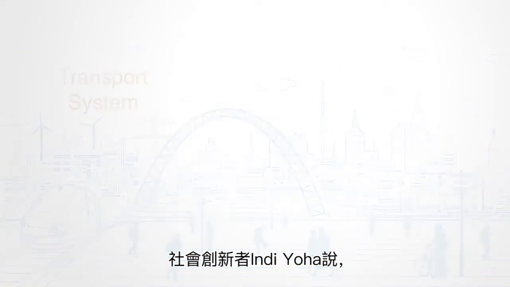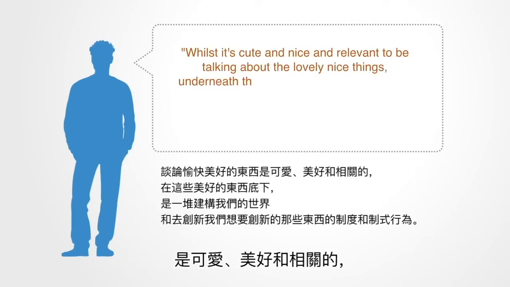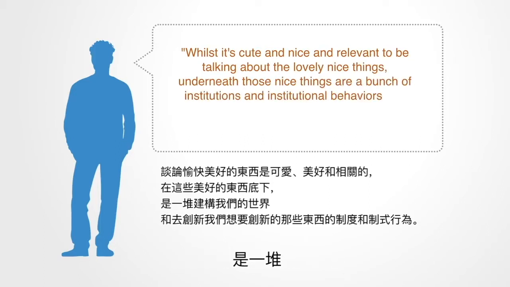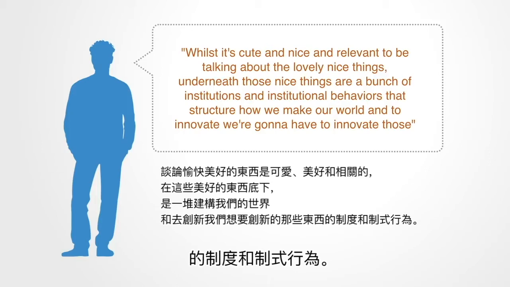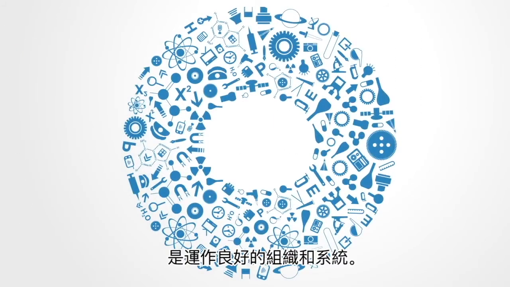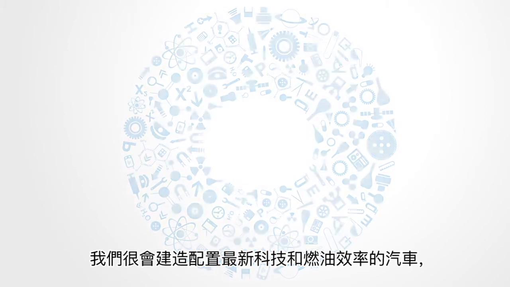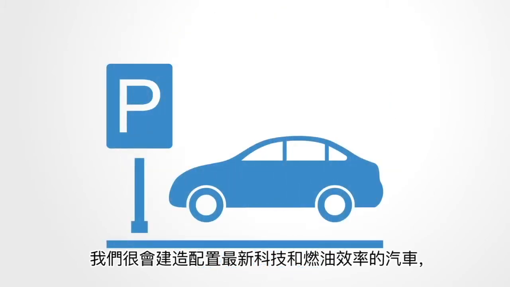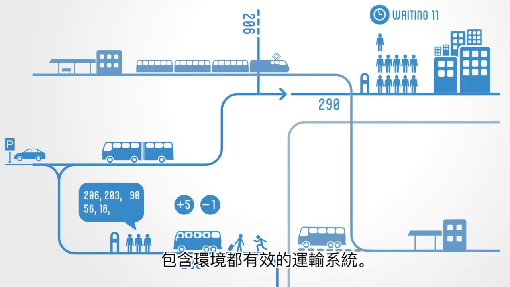As the social innovator Indy Johar puts it, whilst it's cute and nice and relevant to be talking about the lovely nice things, underneath those nice things are a bunch of institutions and institutional behaviors that structure how we make our world. And to innovate, we're going to have to innovate those. What is missing today are organizations and systems that work. We have no shortage of thousands of different drugs, but we don't seem to be able to build health systems that really work the way they should. We're very good at building cars with the latest technology and fuel efficiency, but we don't seem to be able to build a transport system that works for all, including the environment.